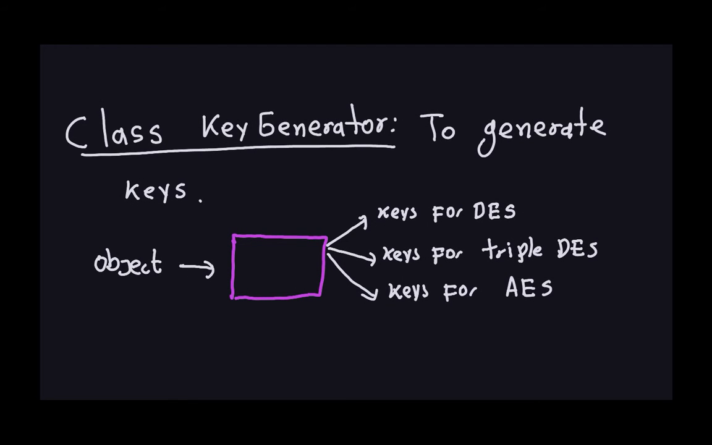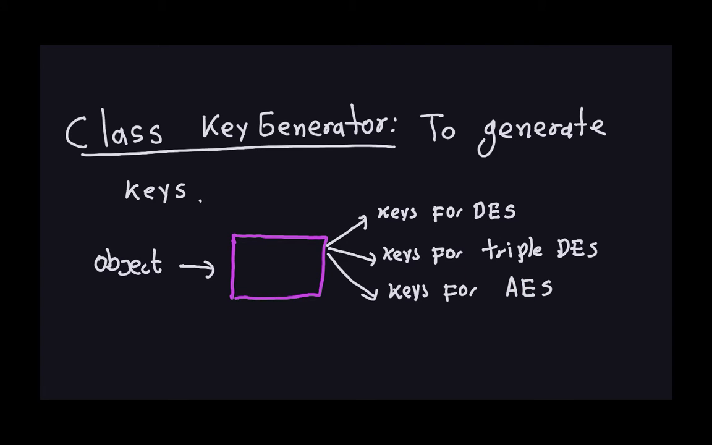Hello and welcome again. In the previous video, we saw how to generate DES keys in Java using this class called KeyGenerator. Remember, to generate the DES key, you take an object of this class, marked here as a purple rectangle, which is an object. Of course, you have to call it something, so some variable name. With this object, you can generate keys for DES, for triple DES, and for the Advanced Encryption Standard.